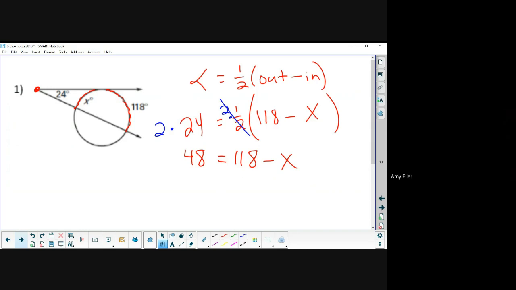X is not by itself, so I need to get it by itself. So I'm going to get rid of that 118. Ashley, what do you get when you take 48 minus 118? Some think, oh man, I made a mistake. I got a negative. Is this negative a problem? No, because what's on the other side? Negative X. Not a problem at all. To get rid of that negative, you can multiply or divide both sides by a -1. And we get 70.